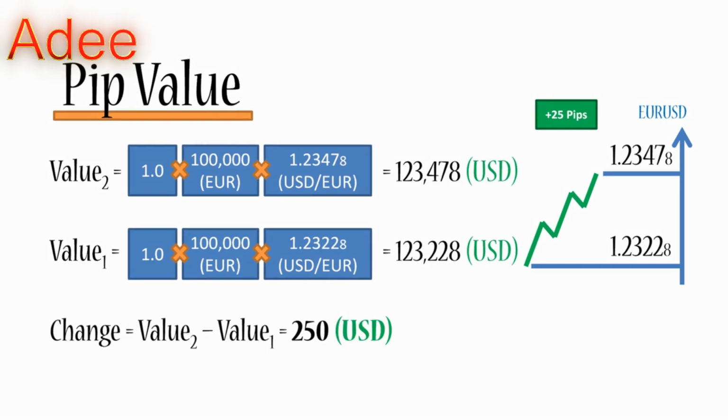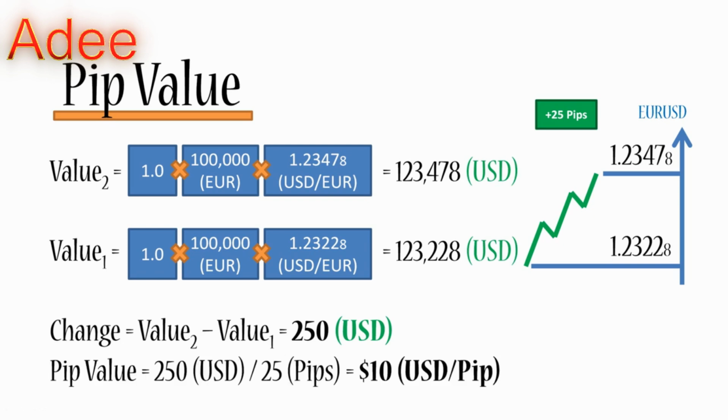Now let's calculate the change in value. The change in value is equal to value 2 minus value 1, and in this case it's $250. And obviously the pip value is going to be equal to the change in value divided by the change in pips. And in our case, it's $250 divided by 25 pips because, as you can recall, the price moved up by 25 pips. And that gives us a pip value of $10 per pip.